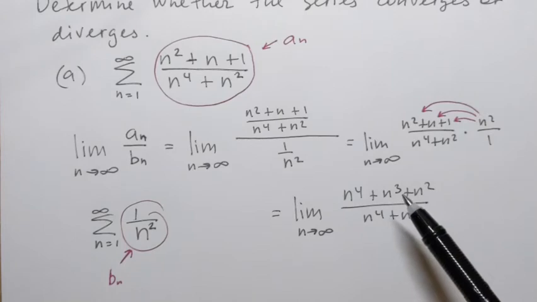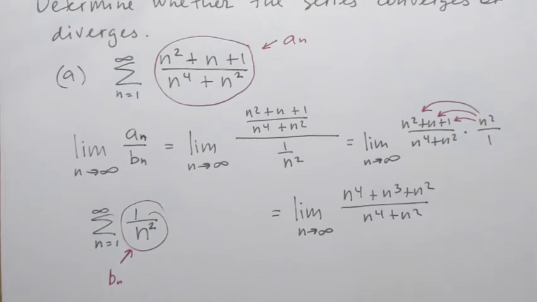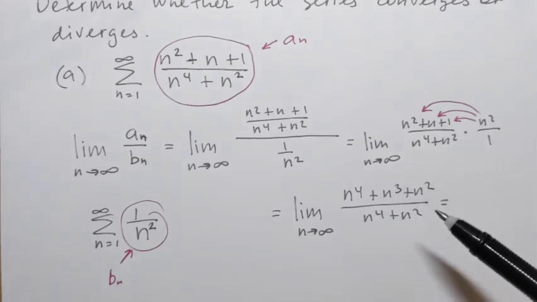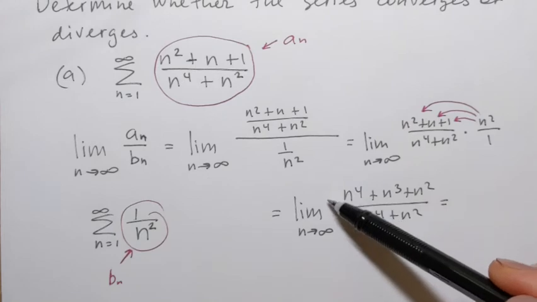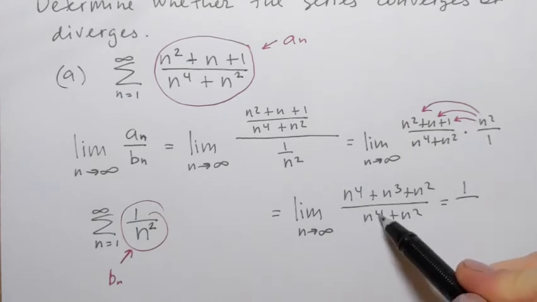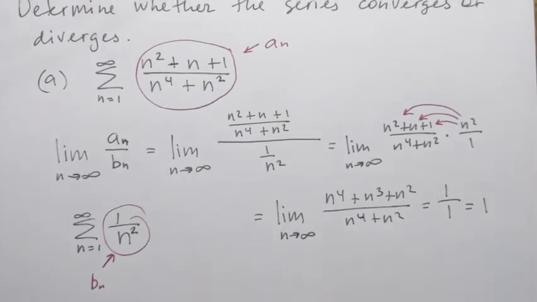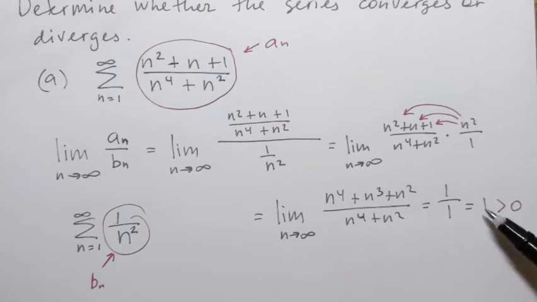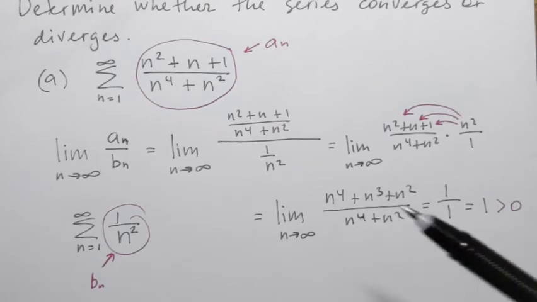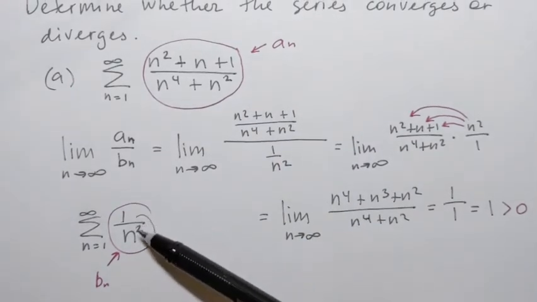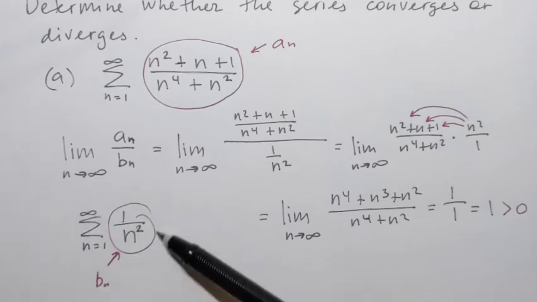I'm using the shortcut here. If the degrees are the same, this limit will be equal to the quotient of the leading coefficients. The leading coefficient in the numerator is 1, and the leading coefficient in the denominator is also 1. So it's 1 over 1, which is 1. That is a finite number that's greater than 0. So we got the result that we wanted, but what's the conclusion? Is our series divergent or convergent? It all depends on the series with b sub n.